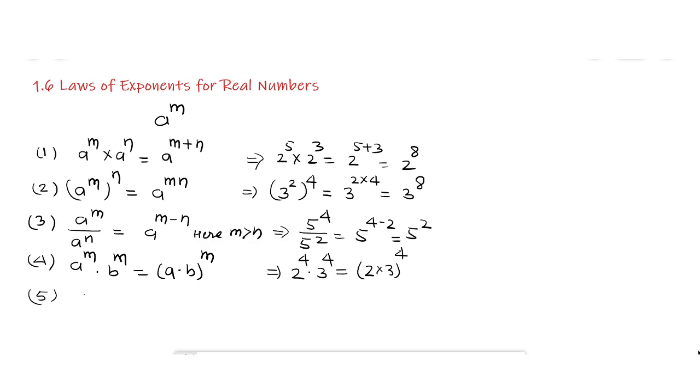Law 5: a to the power 0 equals 1. Whatever may be the base, if the power is 0, then its value is 1. And for this we give the example: 3 to the power 0 equals 1, or 10 to the power 0 equals 1, or 100 to the power 0 equals 1. So for any base, if the power is 0, then its value is 1. These are our laws of exponents for real numbers.